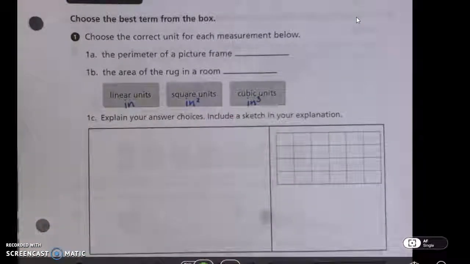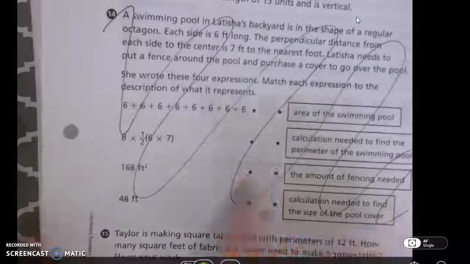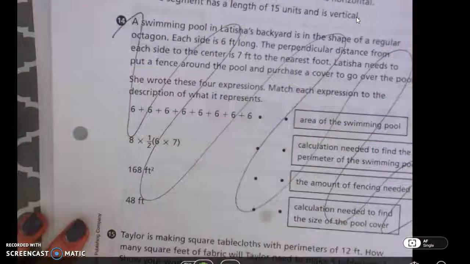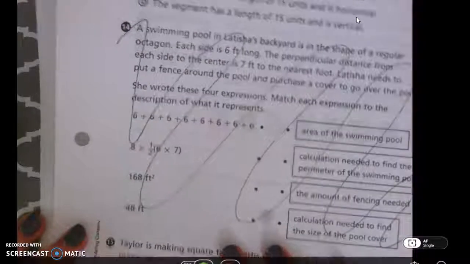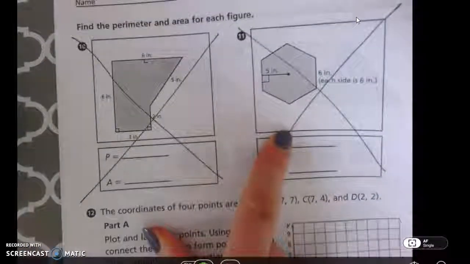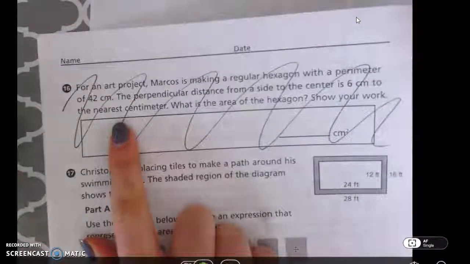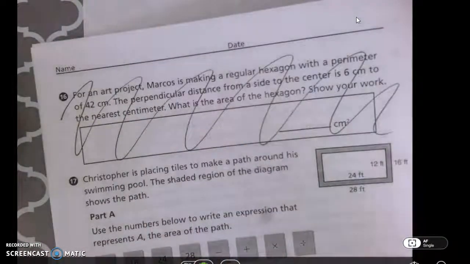Okay? There are some on your test that are scribbled out. Let me find one. Like this. Don't do 14. Okay? That's scribbled out. You don't need to do that one. Same with 10 and 11. You don't need to do 10 and 11. Okay? And then I think there's one more. Yep. Number 16. Don't worry about it. Okay? Do it to your best of your abilities.